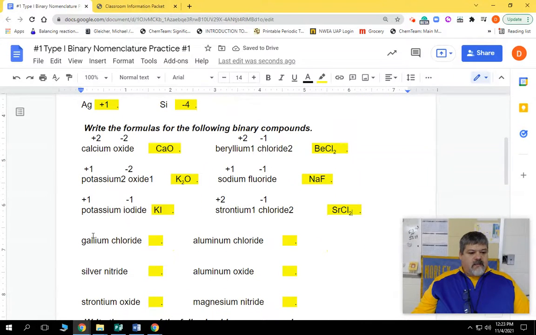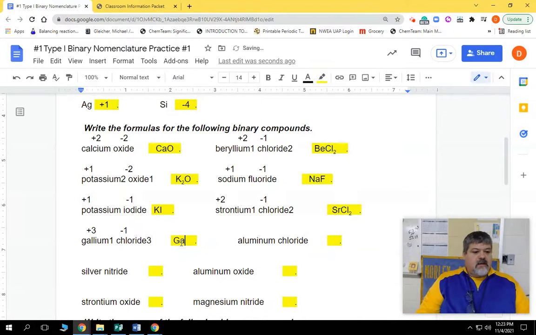Let's go ahead and go to gallium. Gallium is in column 3A, so it's a +3. Chlorine is a -1 because it's in column 7A or 17. So I'm going to crisscross. So I need 1 gallium and I need 3 chlorines. So gallium, the symbol is Ga. Don't put the 1 in. Then I do chlorine, capital Cl. Now I got to do a subscript of 3, so control less than 3. We have our answer. Now we're going to do here on aluminum.